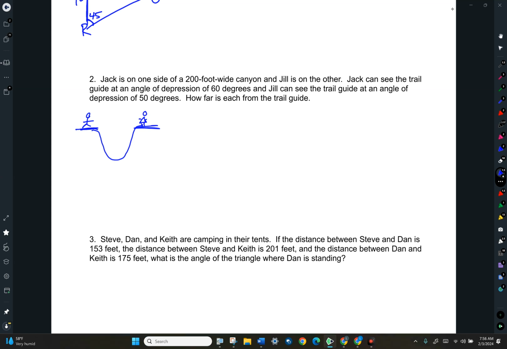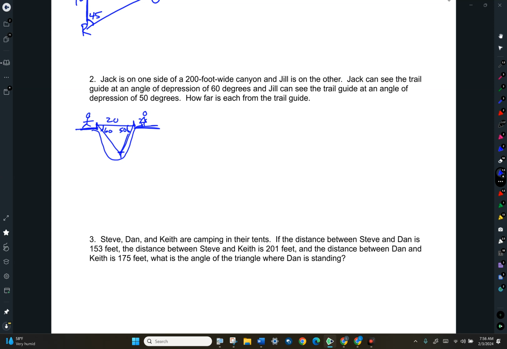It says Jack can see the trail guide at an angle of depression. So he must be looking down into the canyon. Remember, we know that this is 200 feet wide. We'll say here's the trail guide. He must be looking down at the trail guide, and it says that angle of depression right there is 60. And Jill can see the trail guide at an angle of depression of 50. So when she looks down at the trail guide, her angle of depression is 50. Again, not necessarily drawn to scale.